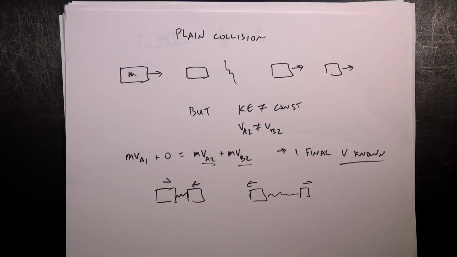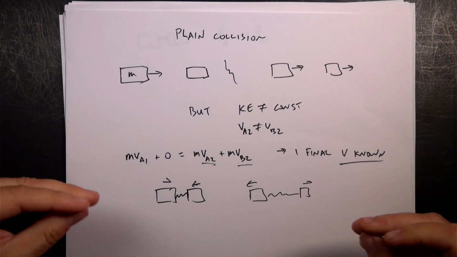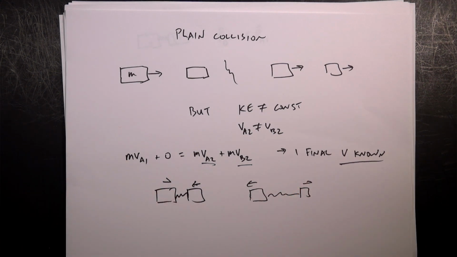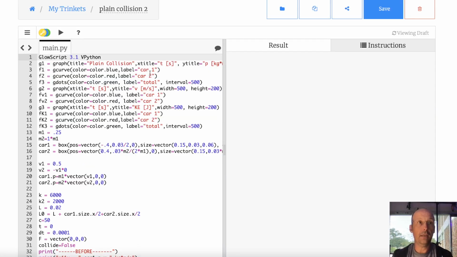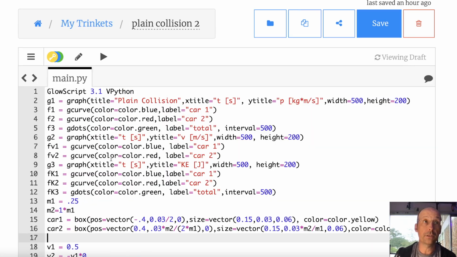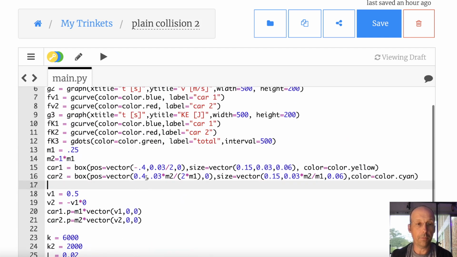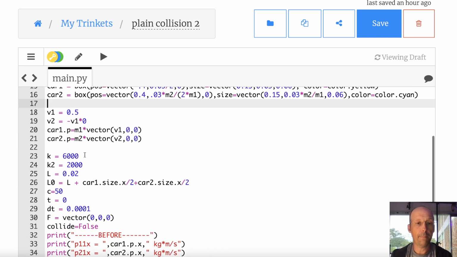Okay, so it's a lot like the elastic collision calculation. The only difference is that I need to check if they're moving towards each other or away from each other. So let's go ahead and look at this code. I call it a plane collision. So again, the code is pretty much the same. That's all the same.